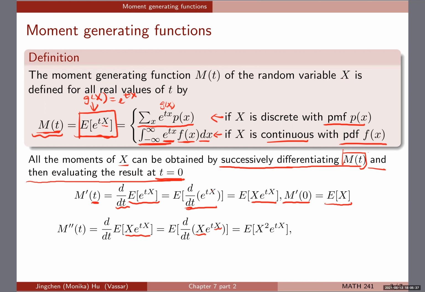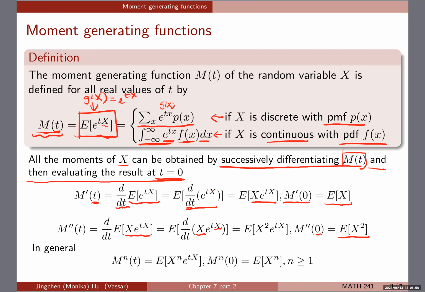And then of course, if we evaluate now at t equals 0 for this double prime, we are getting the expectation of x squared. So in general, you might start to see a pattern. You're going to have the nth moment, which is m to the superscript n, meaning that it's the nth order derivative. It's going to be the expectation of x to the n times e to the tx. And then if you set t equals 0, you're going to get the nth moment.